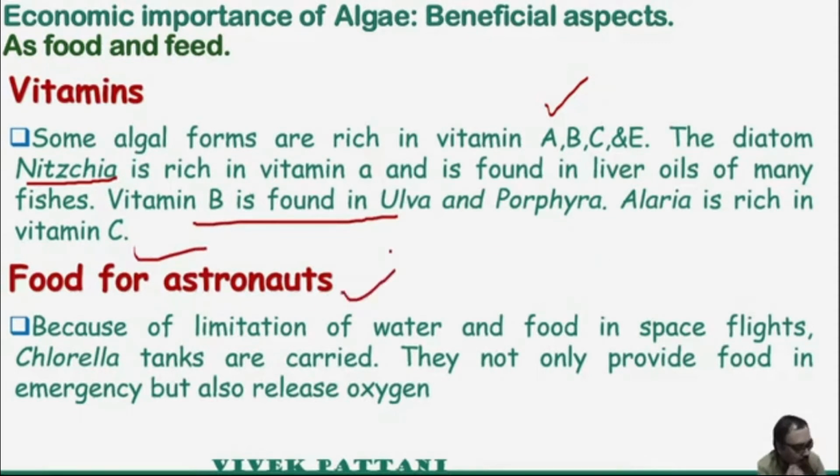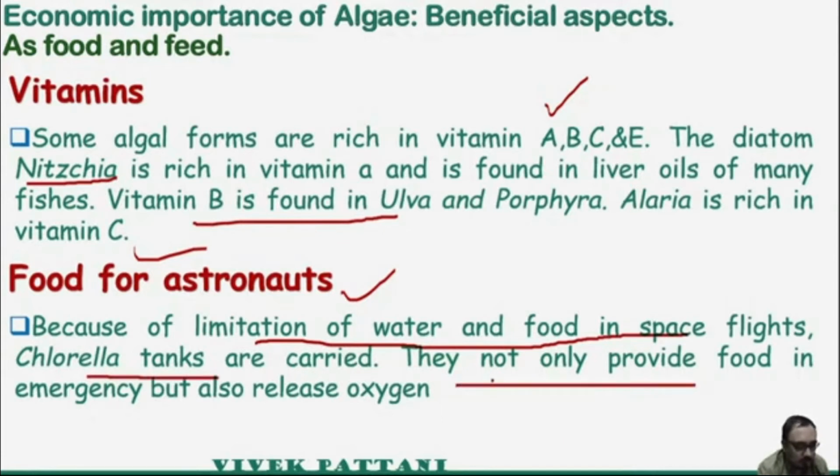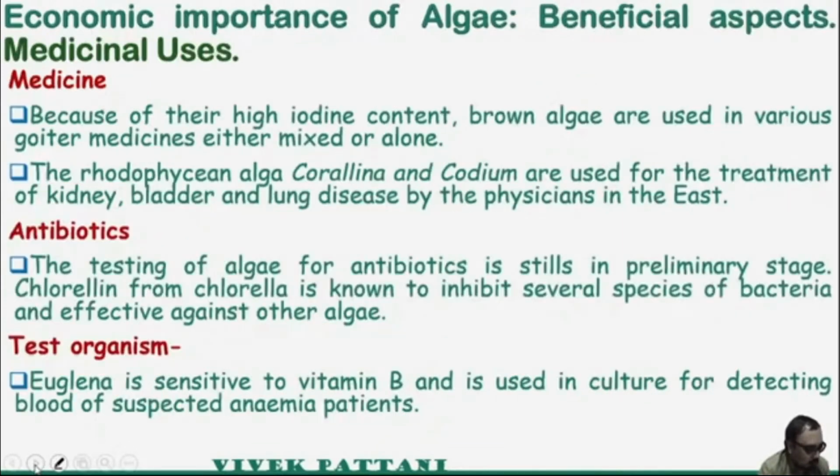Why are they used for the foods for astronauts? The reason is simple. Because of the limitation of water and food in space flights, algal tanks are carried, and they not only provide food in an emergency, but are also capable of release of oxygen. So this is how Chlorella is used as a food as well as for oxygen.